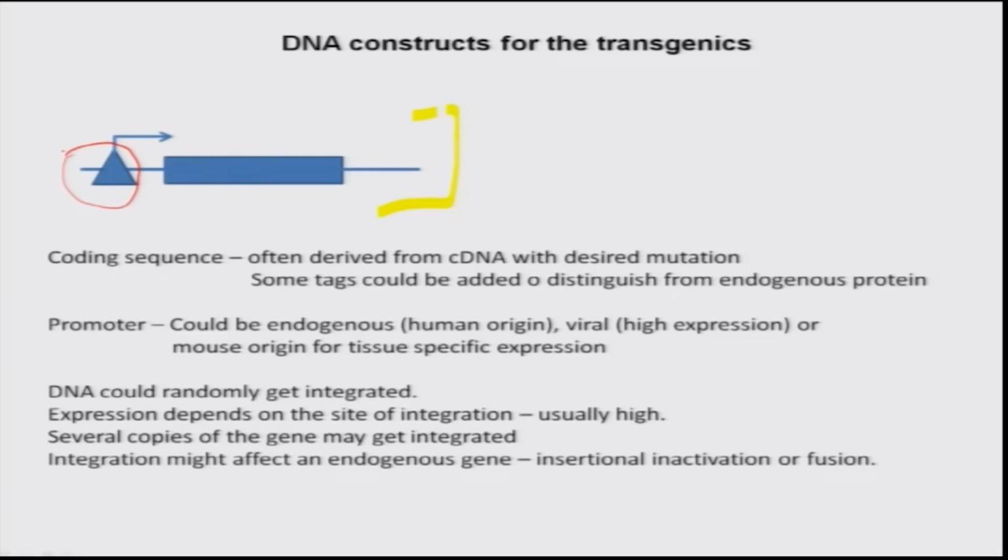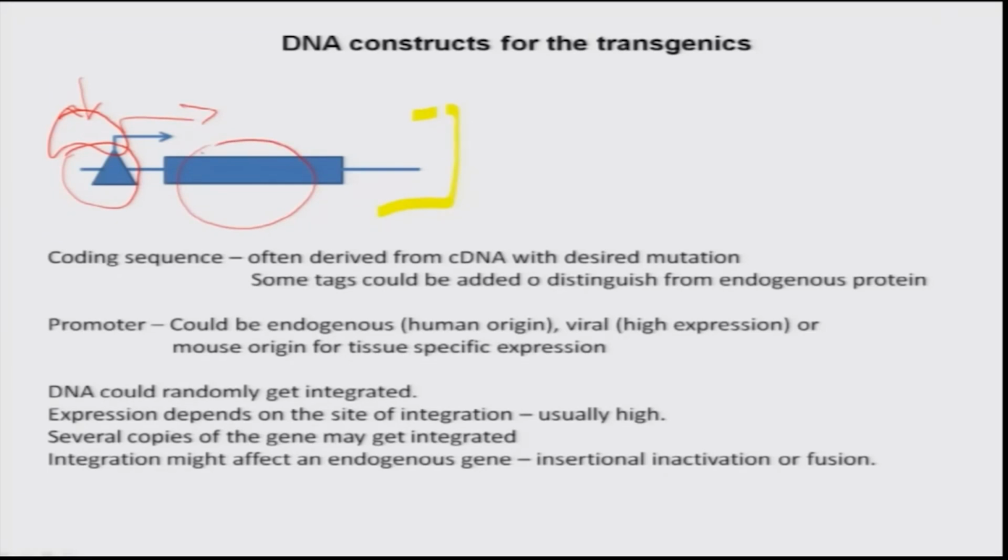where it should express. So you may have a DNA binding protein, which is a transcription factor, that comes and binds here. As long as the transcription factor is there, this gene will be turned on, so you will have the protein being made. So what do you put here? So this is the coding sequence.